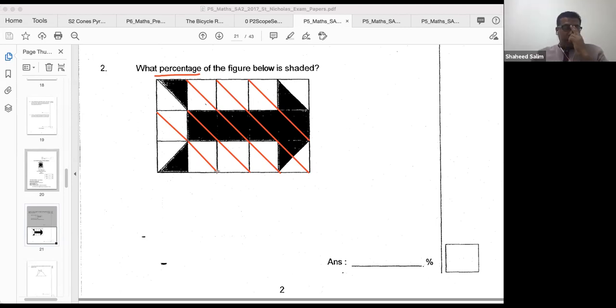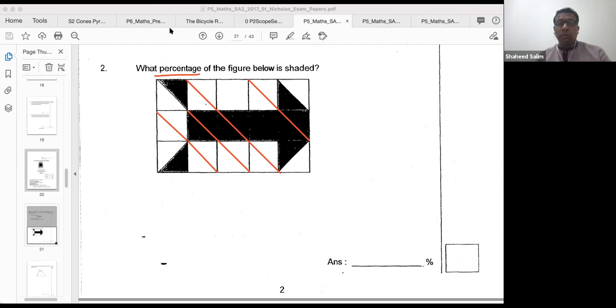Okay, Putra said 30%. Now let's see. There are 30 triangles inside here, for sure. 1, 2, 3, 4, 5, 6, 7, 8, 9, 10, 11, 12, 13, 14, 15, 16, 17, 18, 19, 20, 21, 22, 23, 24, 25, 26, 27, 28, 29, 30. Sorry, you imagine this one is 30.